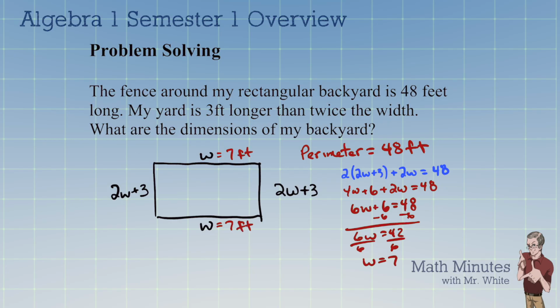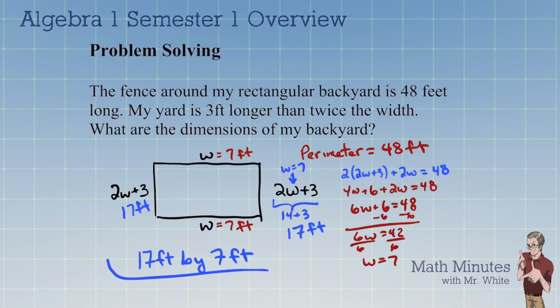And now we evaluate this expression. Remember, one of the very first slides we talked about today was expression. So 2W plus 3 is an expression. We will put the number W equals 7 in there. So 14 plus 3, that's 17. So 17 feet, so that means this side is 17 feet. So if we're going to answer the question, it's 17 feet by 7 feet. And those are the dimensions of the rectangular fence.